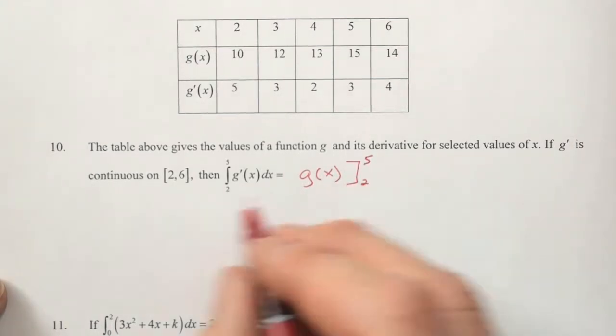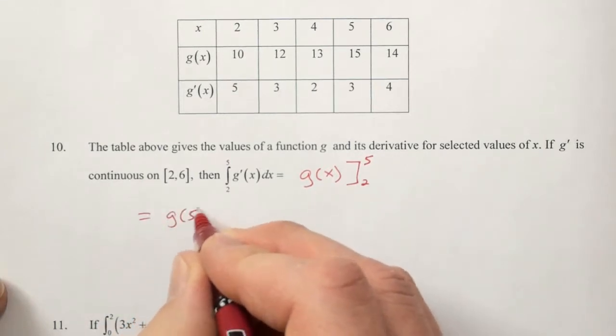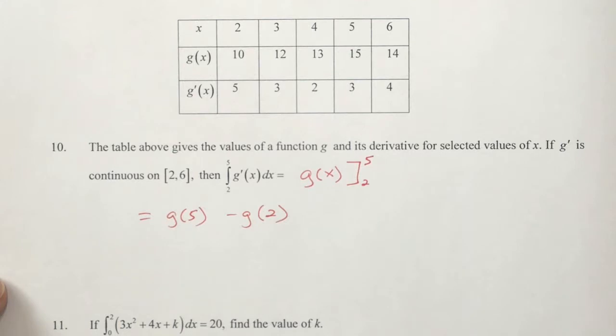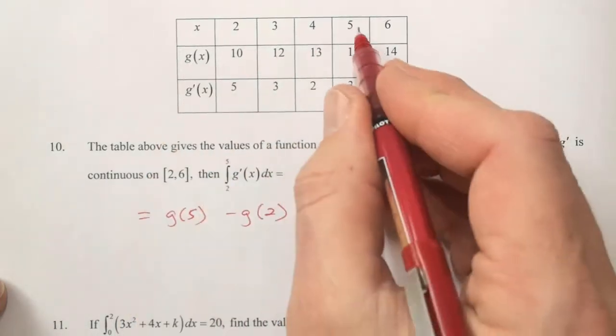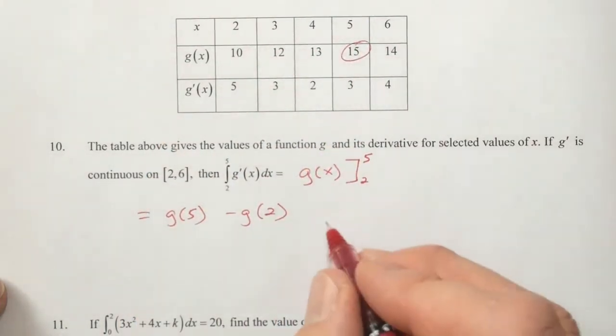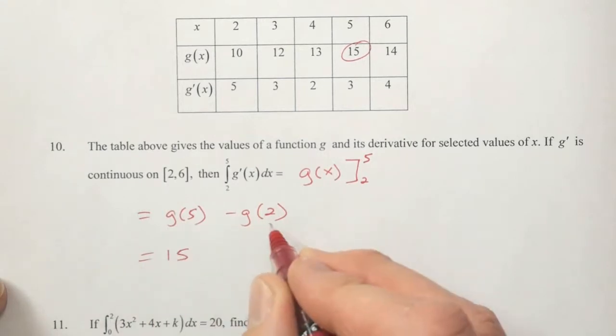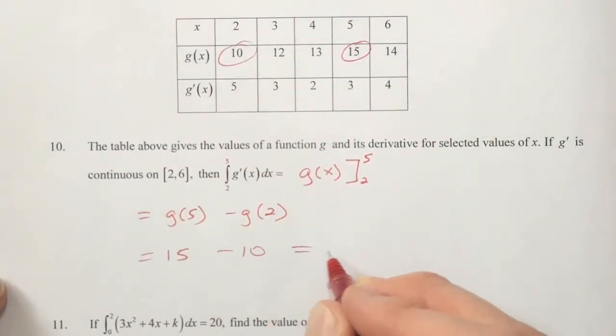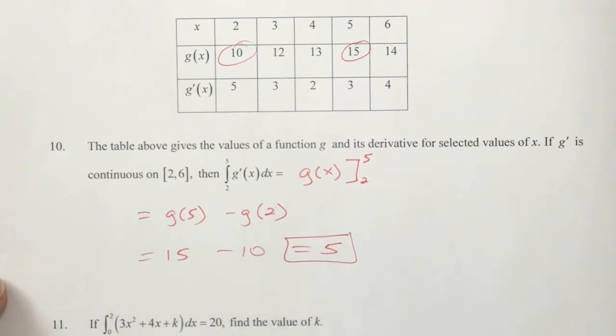So we're going to plug in the 5 first and the 2 second. G of 5, here's g, here's 5. G of 5 is 15. G of 2, here's 2, here's g, is 10. So our answer is 5.